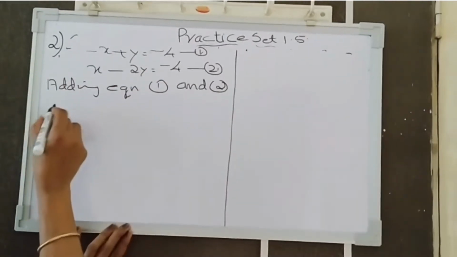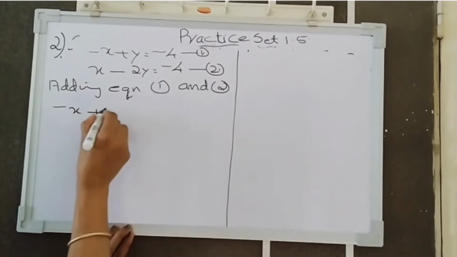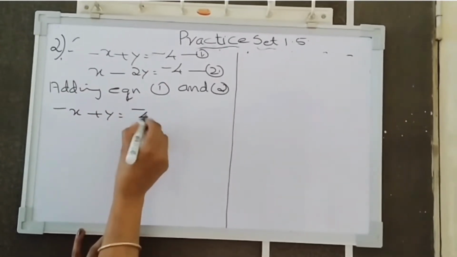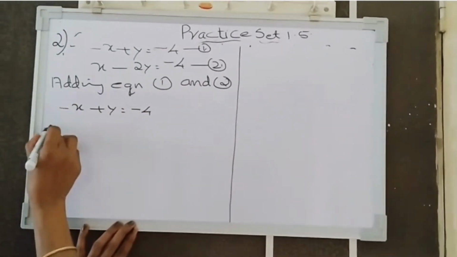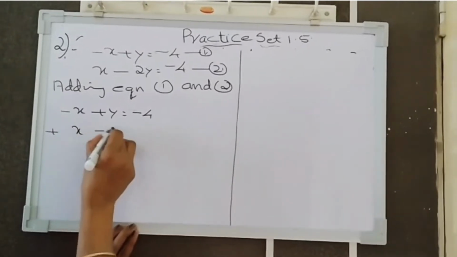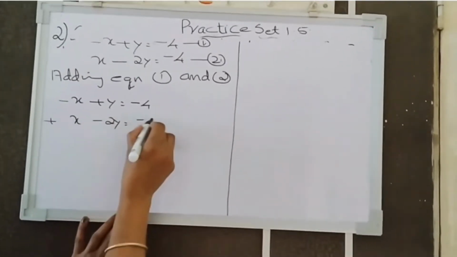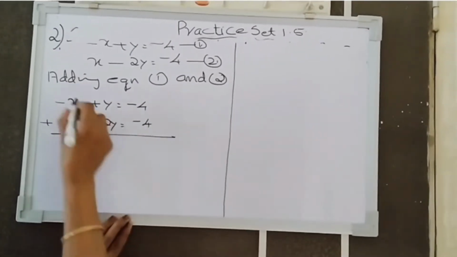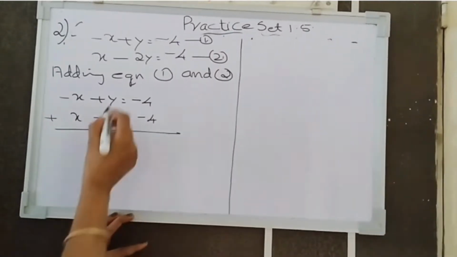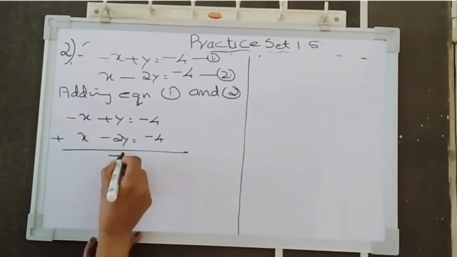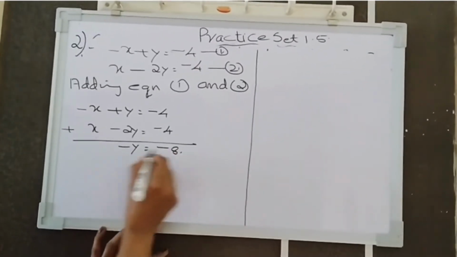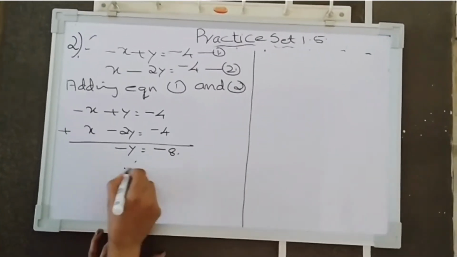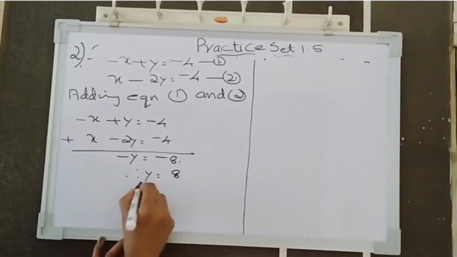Then you will get minus x plus y equal to negative 4, plus x minus 2y is equal to negative 4. Minus x and x is cancelled. y minus 2y equal to negative y is equal to negative 8. Therefore, negative y is equal to negative 8. Therefore, y equal to 8.